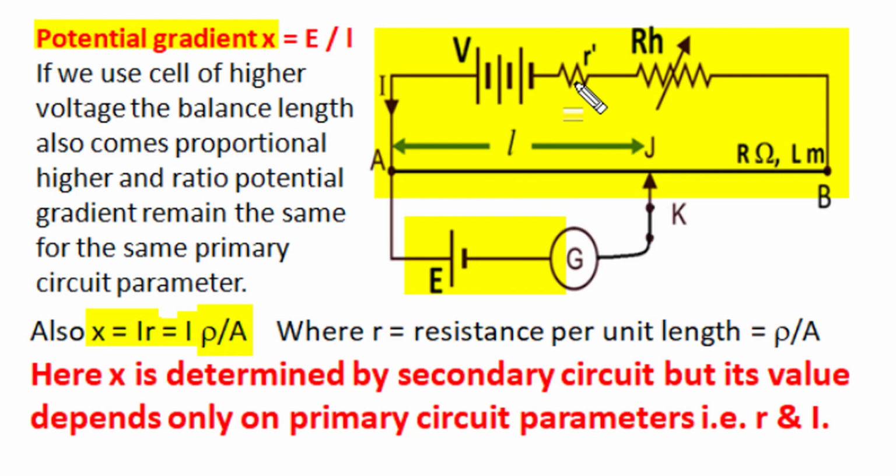So we can conclude the potential gradient is determined by the primary circuit, but the value of the potential gradient doesn't depend upon the secondary circuit voltage. Higher voltage would have a higher balance length, and the ratio of voltage to balance length remains the same, as the potential gradient is solely decided by primary circuit parameters, that is current, resistivity and area of cross section of the wire.